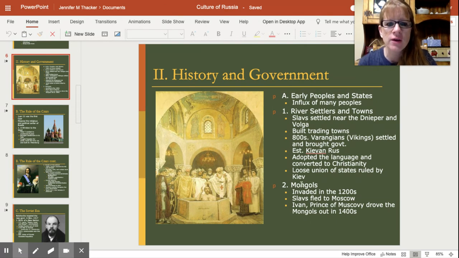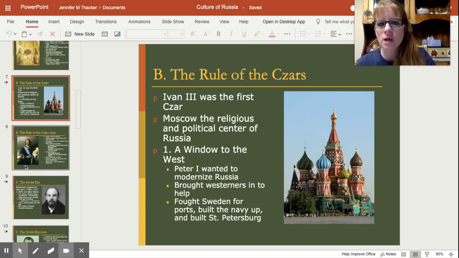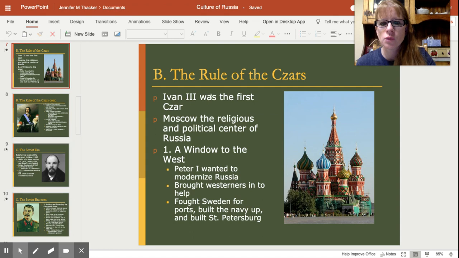And then we have, in the 1200s, the Mongols who actually came from like Mongolia and China. They invaded parts of Russia, and a lot of people fled to Moscow, which is why Moscow has such a big population. All right. We talked a lot about the rulers, and I talked about Tsar, which is kind of like a king.